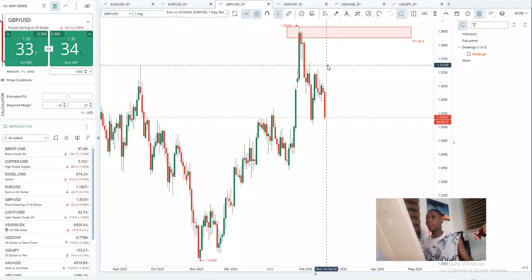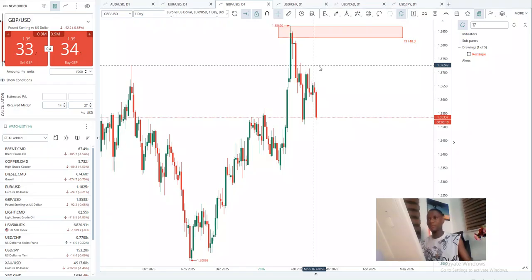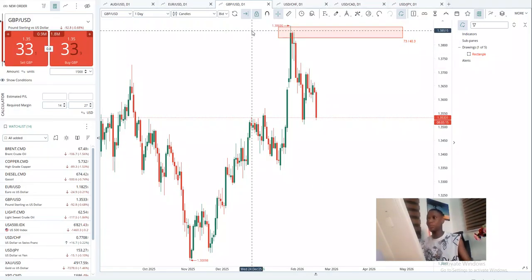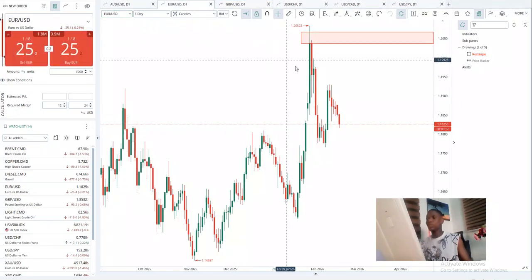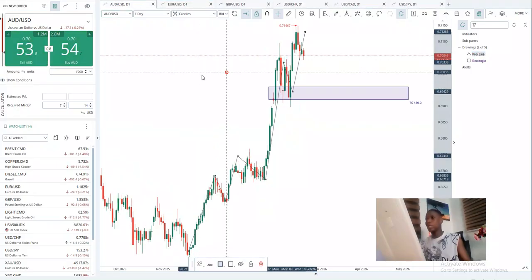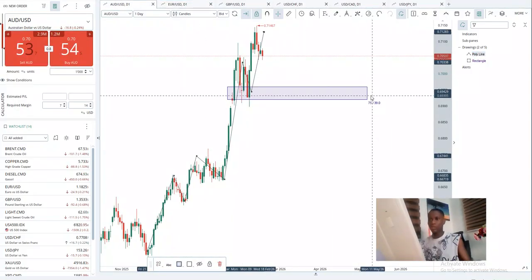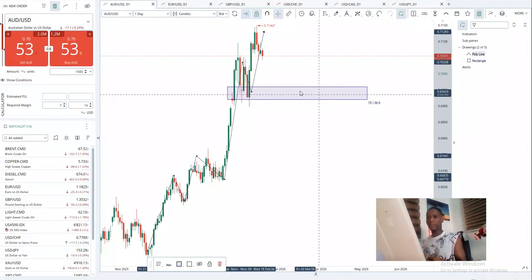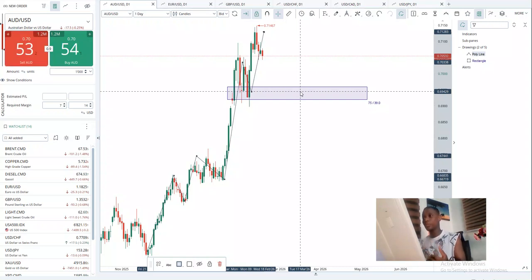Now when you want to pick a support or resistance level, here will be our resistance level on GBP USD. On Euro USD, here will be our resistance level, and on the AUD USD, here will be our support level. So now someone may ask, before you have an entry point, what is the specific place that you have to wait for the market to get to before you get your entry point?